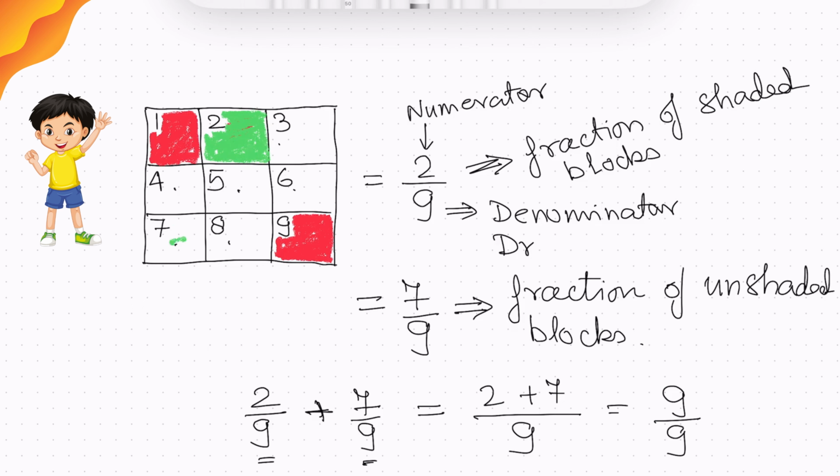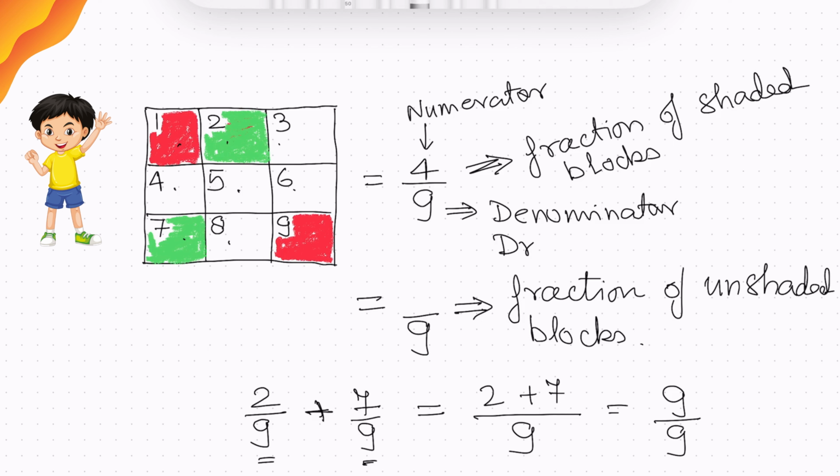And I will shade block number 7. Okay, so now if I ask you to please tell me the shaded blocks, the number of blocks, the fraction which is shaded. So I can count 1, 2, 3, 4. So 4 blocks are shaded. So the fraction will be 4 by 9.